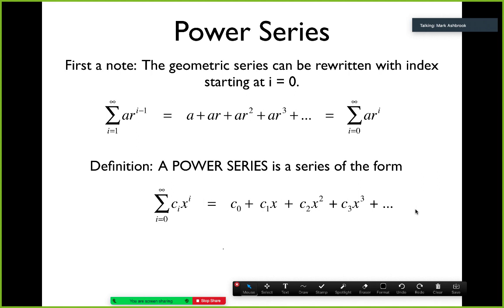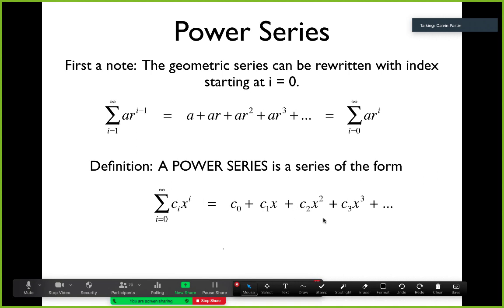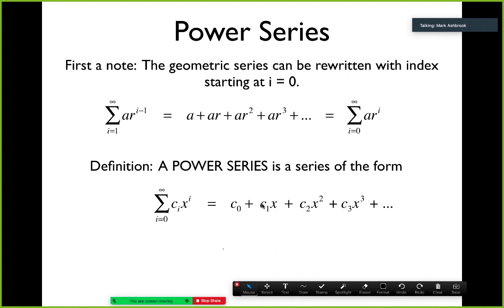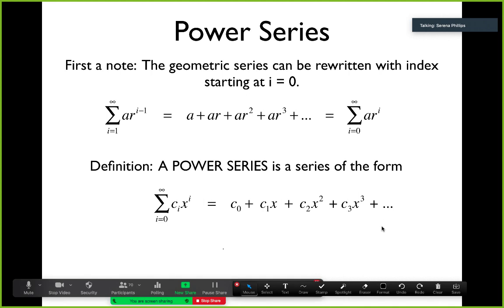Does that remind you of anything from your algebra and calculus past? Polynomial. Polynomial, right? So good. So this looks like a polynomial, right? Real coefficients times whole powers of x. So what's the difference between a power series and a polynomial then? There's one difference. So yes, this is exactly the form of a polynomial, but what's the main difference to the polynomials you've seen in the past?